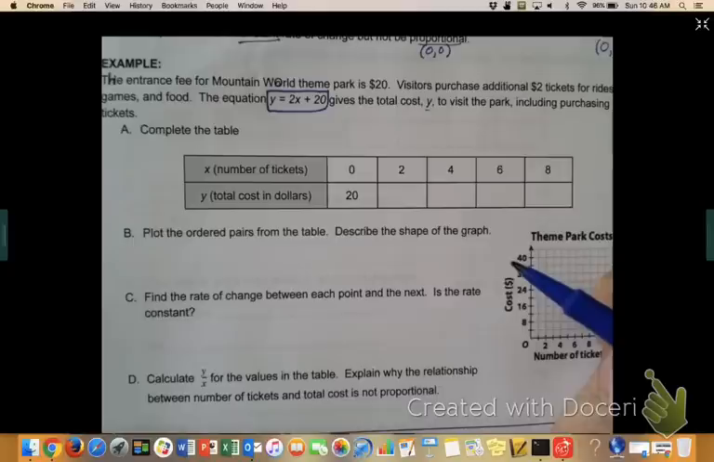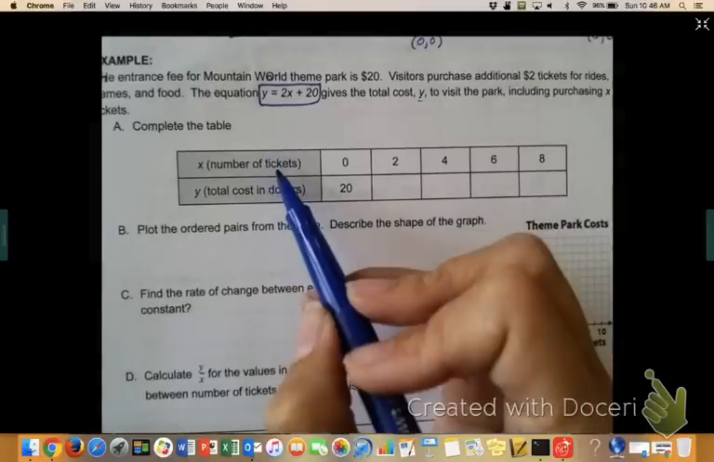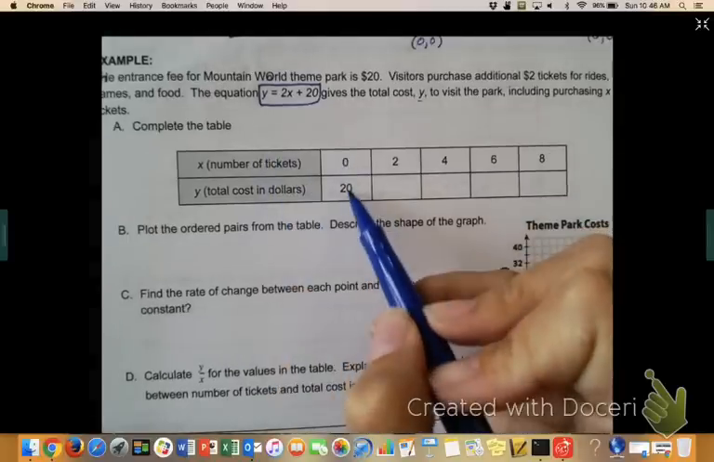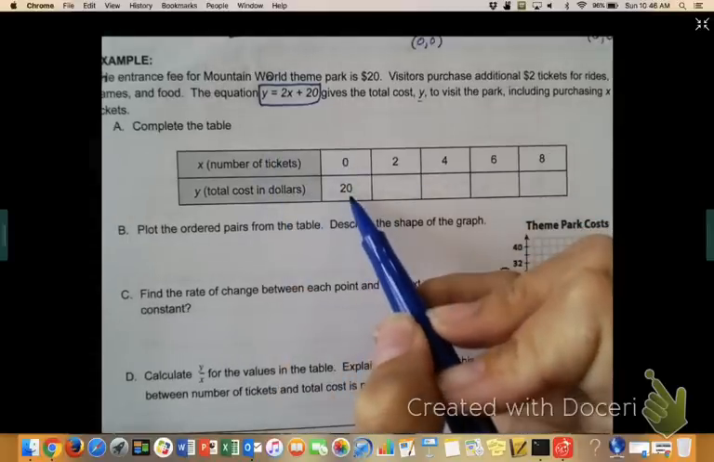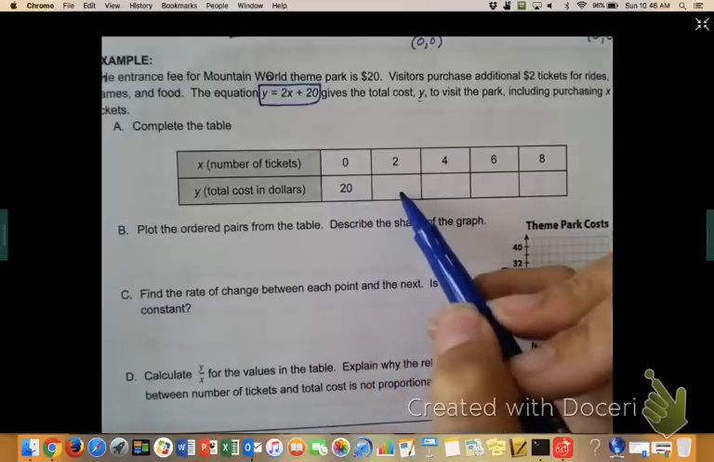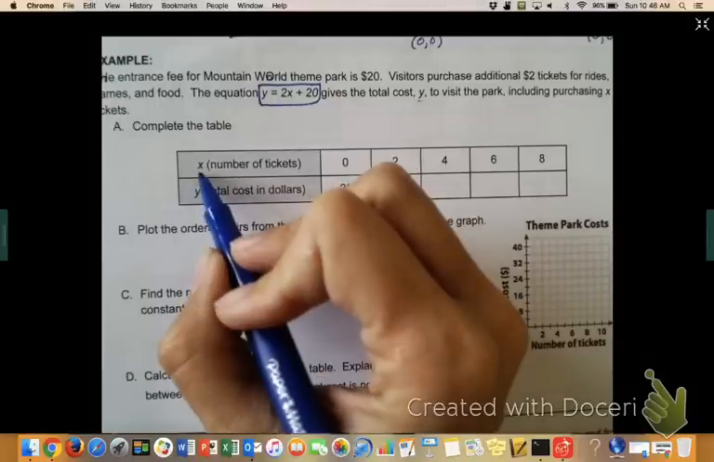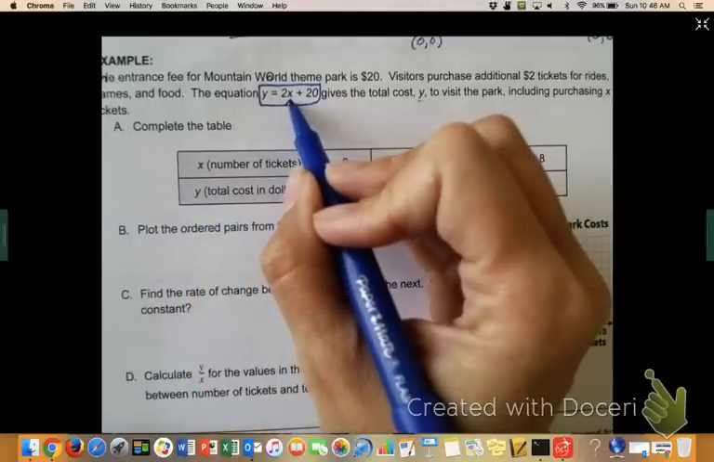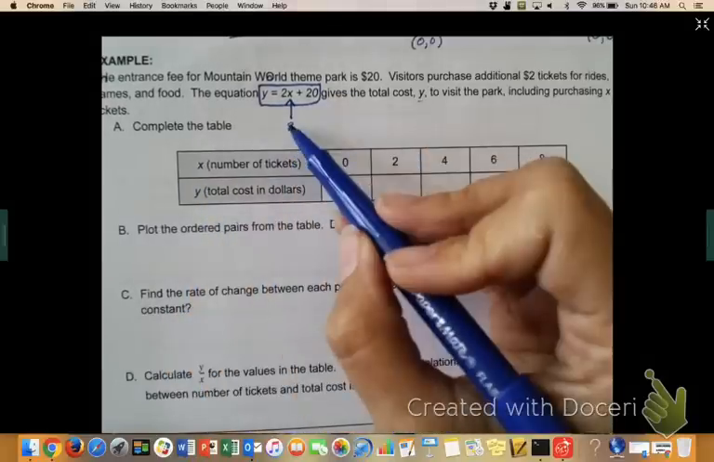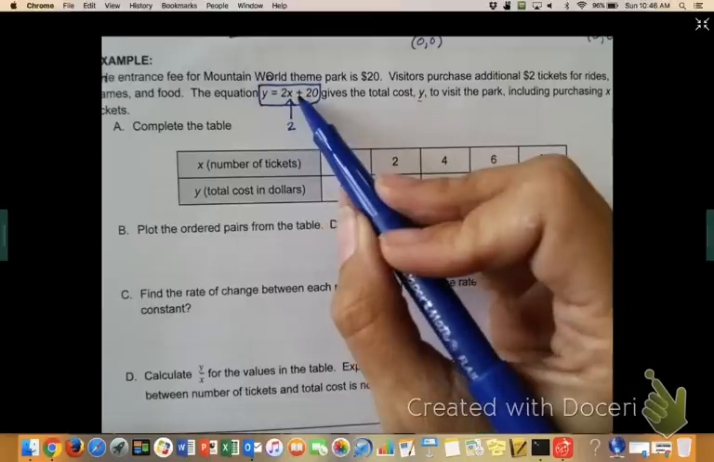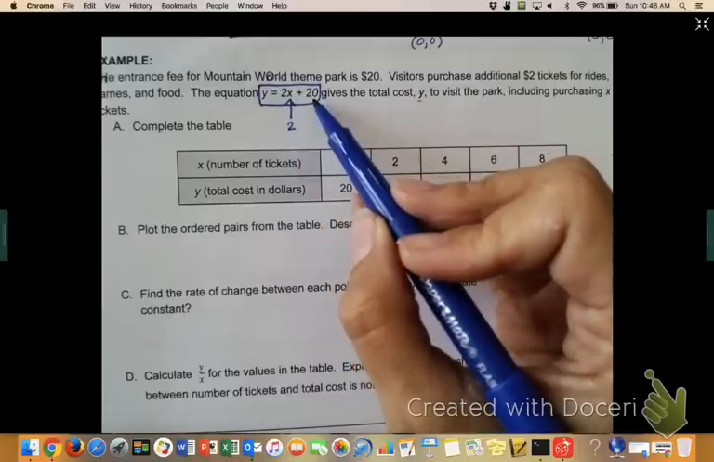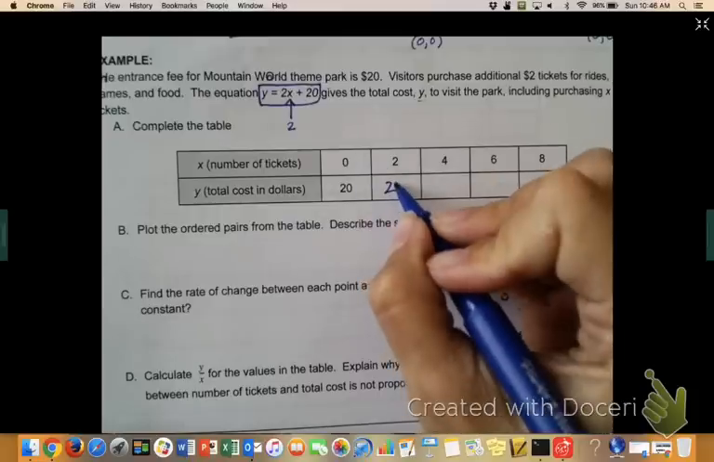Okay, let's complete the table. For a number of tickets, if we buy 0 tickets, you're still going to have to be charged to get in. So it's still going to cost you $20 to get in, just if you want to walk around and look. If we bought 2 tickets, let's see. So remember, 2 is our x value, so we're going to go up here to x and we're going to plug in 2. 2 times 2 is 4, plus you have the $20 it costs just to get in. So that would be 24.